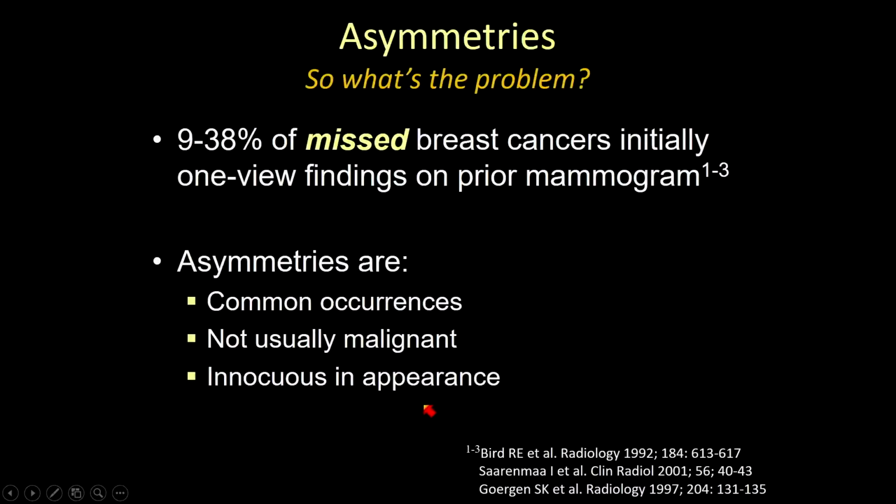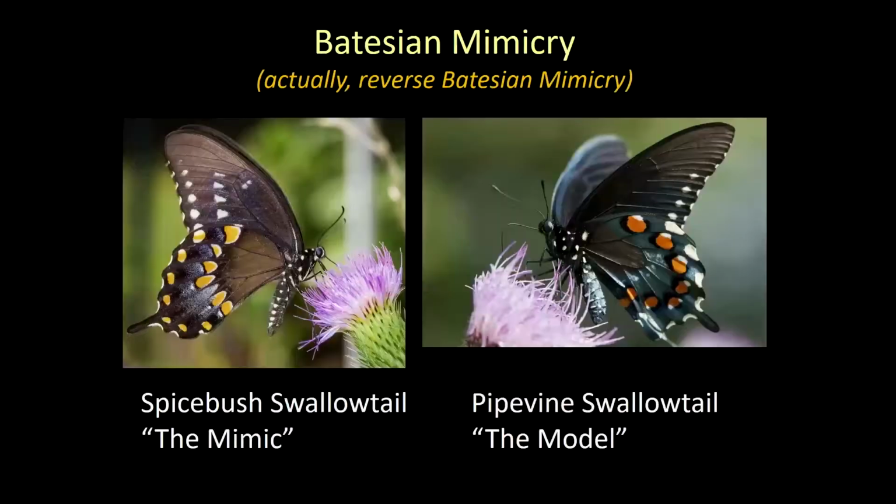So what's the problem with asymmetries? Why are they a challenge? Well, if you look at the missed breast cancer literature, 9 to 38% of missed breast cancers initially present as one-view findings, asymmetries on the prior mammogram. And so the challenge for us is that they're very common, they're not usually malignant, and they look really innocuous. They look like an area of fibroglandular tissue, so there's a natural temptation to kind of pass them by.